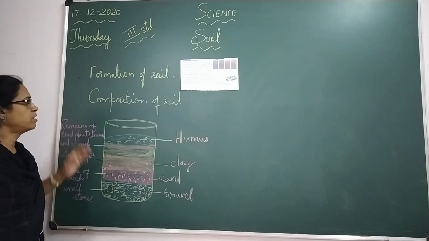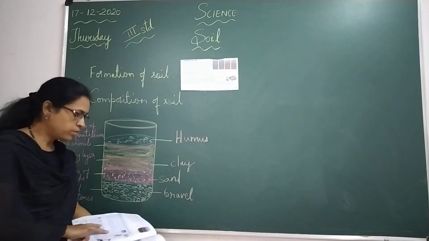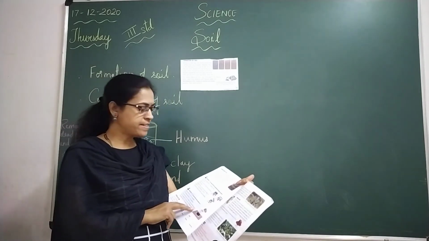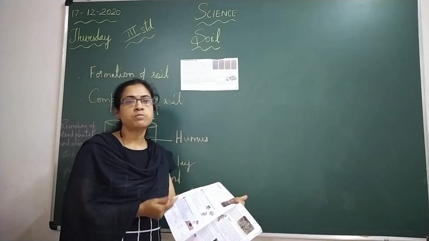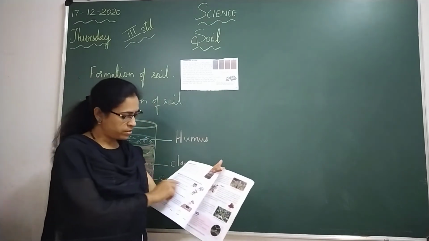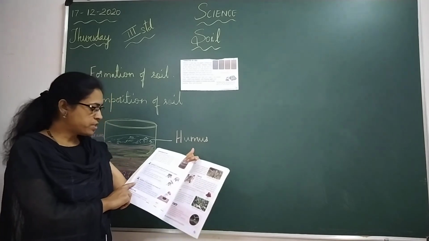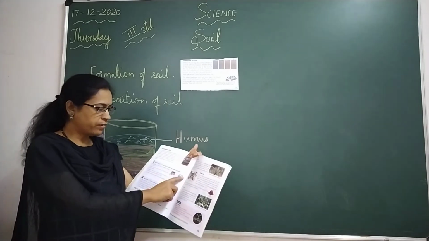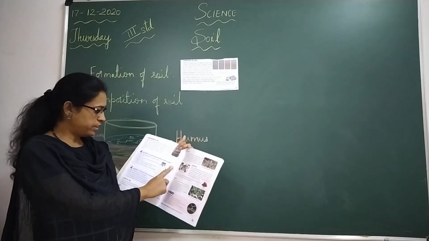Okay children, so this is the composition of soil, and they have also given two activities here to show that soil contains moisture or water. You can observe the picture here. Put some garden soil in that vessel and cover it with the lid.